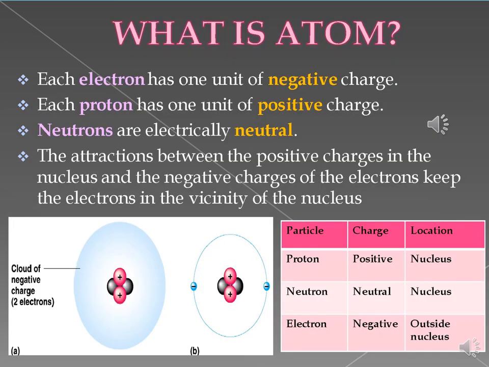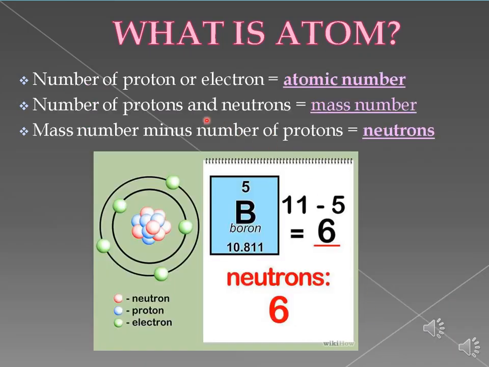Okay, next, the charges of the electrons, protons and neutrons. Of course, you have learned this one. The proton has the positive charge, which is located inside the nucleus. Next, neutron has neutral charge, and the electron, which is located outside of the nucleus, has a negative charge. I hope you all still remember and are familiar with these 3 terms.